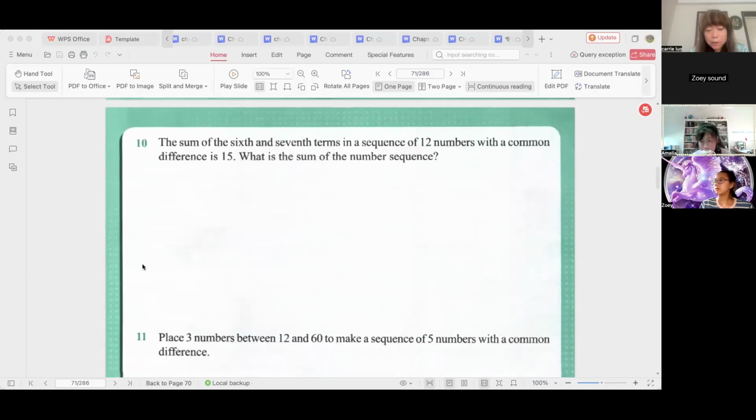Okay, let's take a look at this one. The sum of the 6th and 7th terms in the sequence of 12 numbers with the common difference of 15. What is the sum of the number sequence? Okay, so they want you to find out exactly altogether, putting together equals what?